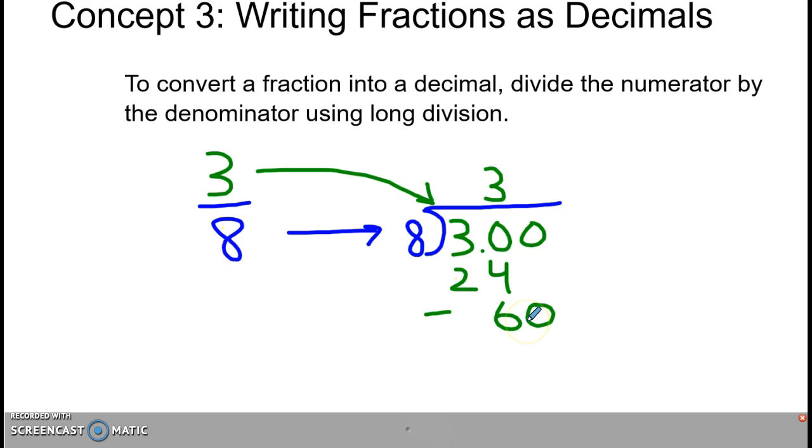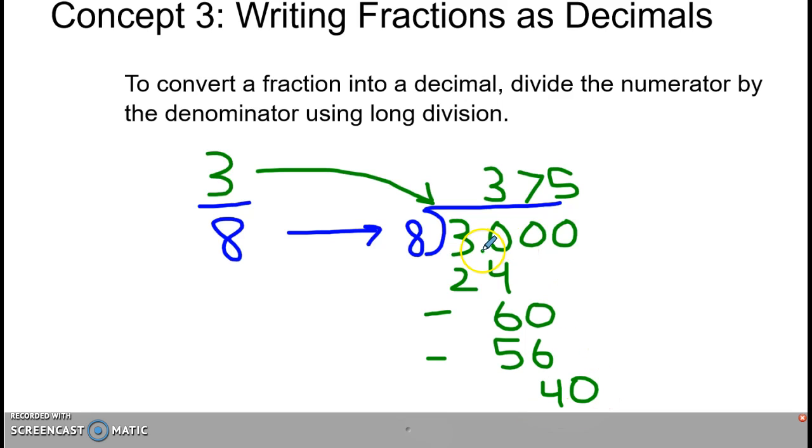8 goes into 60 7 times. 8 times 7 is 56. Subtract. We're left with 40. Need another 0. Bring it down. 8 goes into 40 5 times. 8 times 5 is 40.